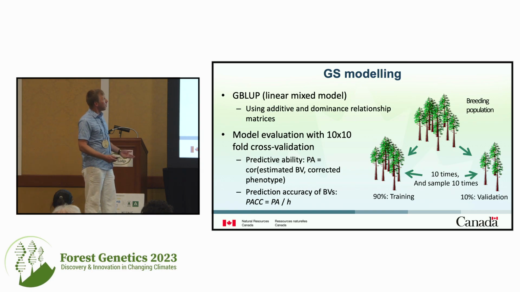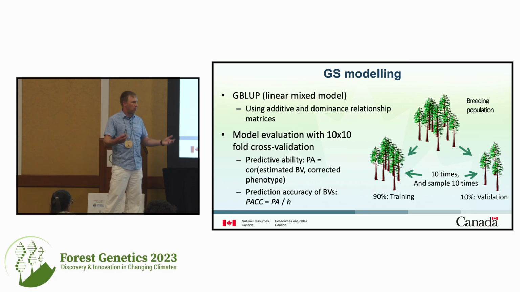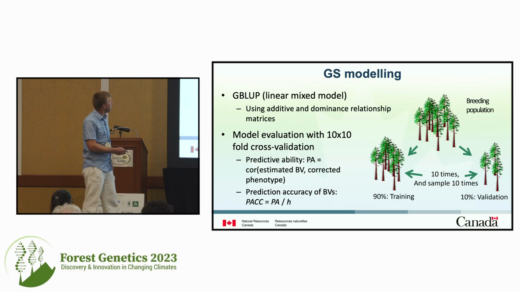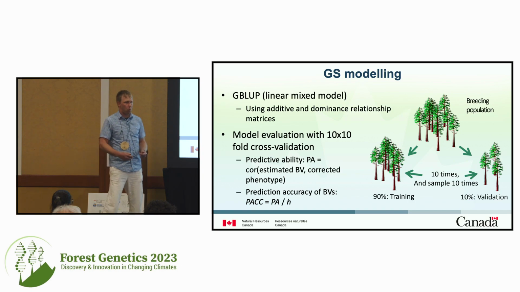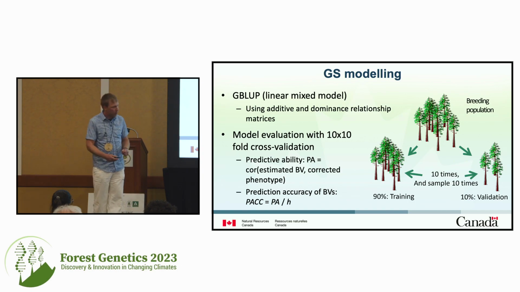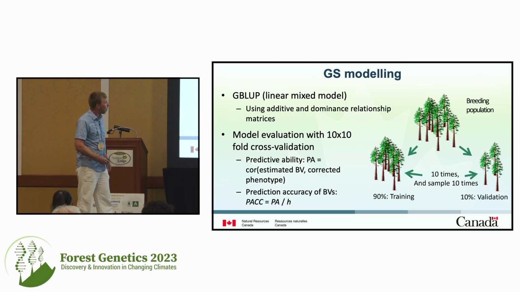So, GS modeling, I'm not putting up the formulas. I leave this job to Brian Callis. We basically did GBLUP estimates, which is a linear mixed model. What we were using are additive and dominance relationship matrices, which structure this random tree genetic effect, basically. And we are also doing, obviously, cross-validation. I'm going to talk about predictive ability or prediction accuracy, which are both measures to evaluate how well our predicted breeding values or genetic values actually are.